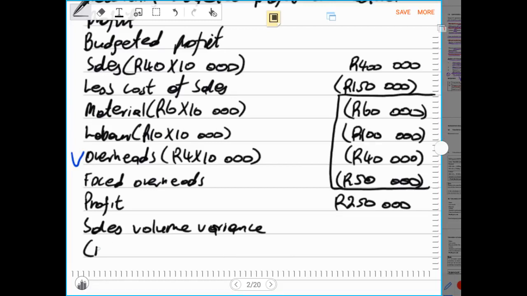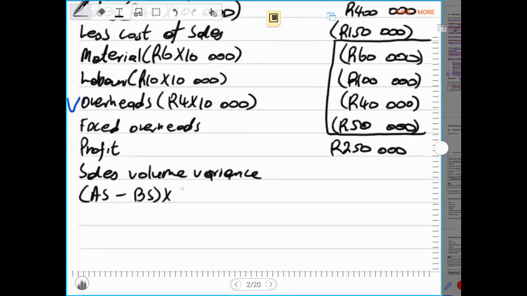We have our actual sales minus our budgeted sales, times this by our standard contribution. Don't forget, we always multiply this variance by the standard contribution. The sales volume variance is always multiplied by the standard contribution, not by the selling price.